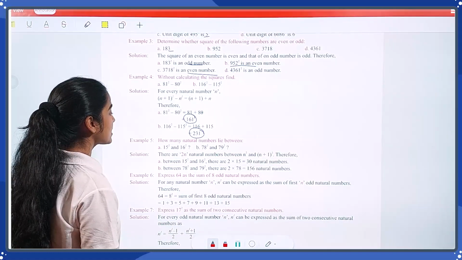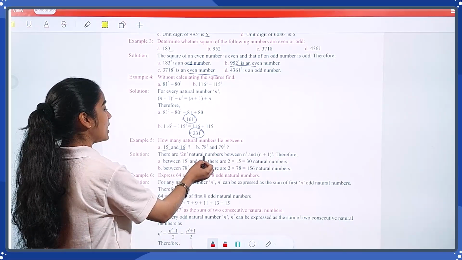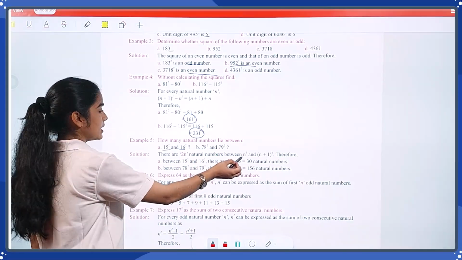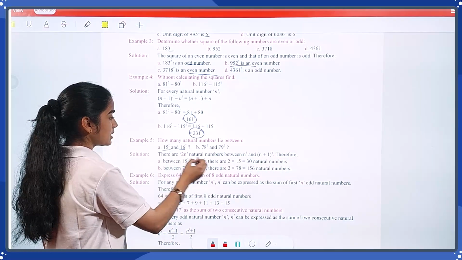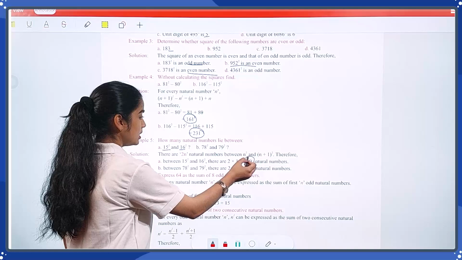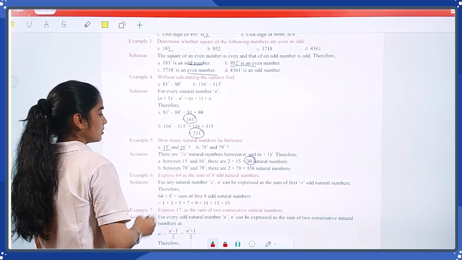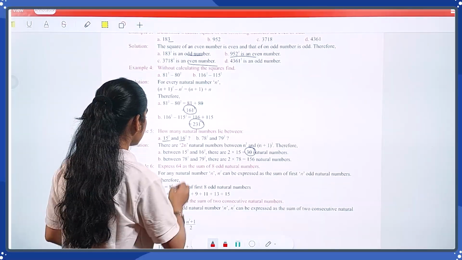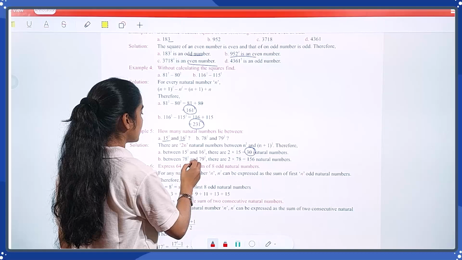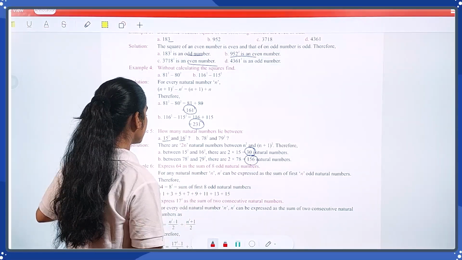How many natural numbers lie between these two numbers? So, how can we calculate? There are 2n natural numbers between n square and n plus 1 square. Therefore, 2n, 15 multiplied by 2 is 30, and n plus 1 square, which means 2 multiplied by 30. Next, between 78 square and 79 square there are 2 multiplied by 78, which is 156.